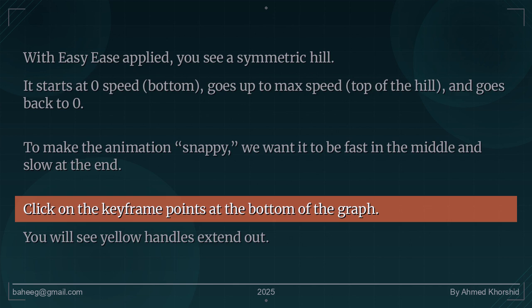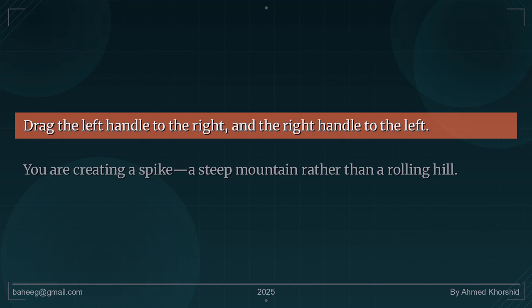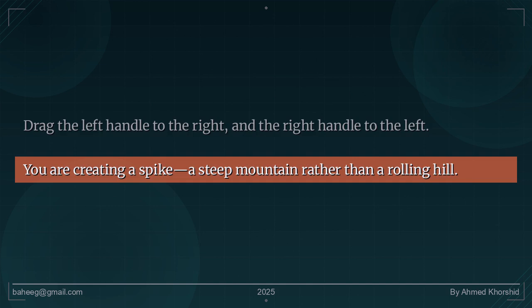Click on the keyframe points at the bottom of the graph. You will see yellow handles extend out. Drag the left handle to the right, and the right handle to the left. You are creating a spike, a steep mountain rather than a rolling hill.